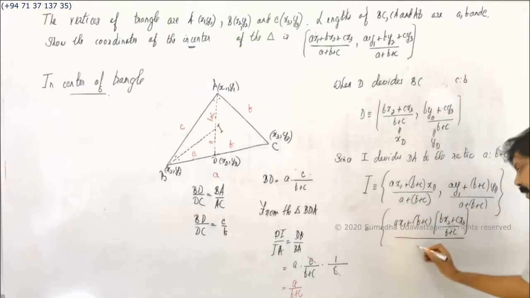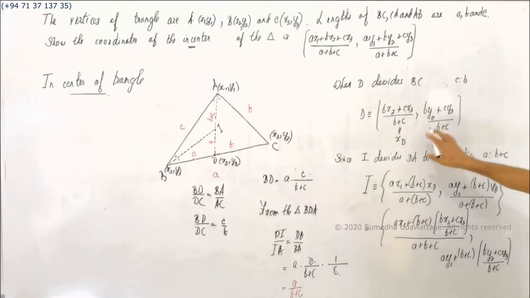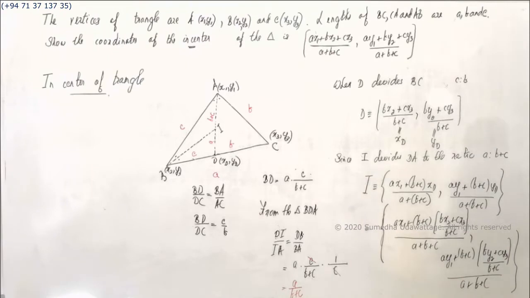The complete thing divided by A plus B plus C. Then you get AY1 plus B plus C. Instead of Y, you substitute this. You get BY2 plus C Y3 divided by B plus C, the complete thing divided by A plus B plus C. Then this B plus C would get cut with this B plus C.